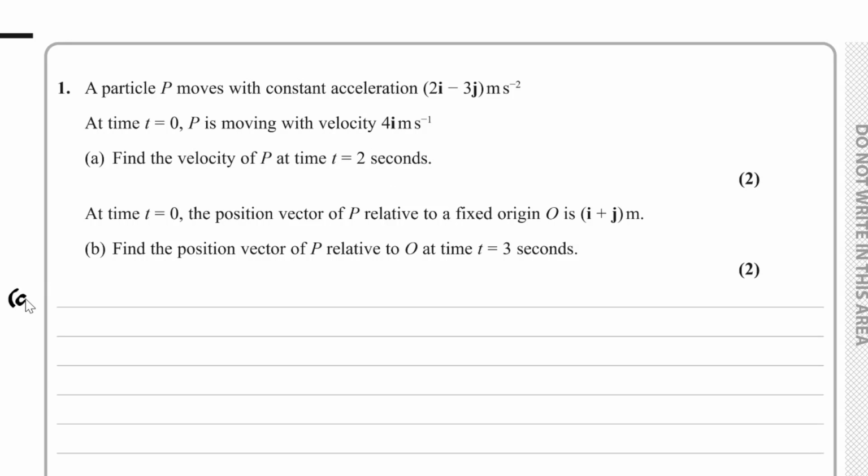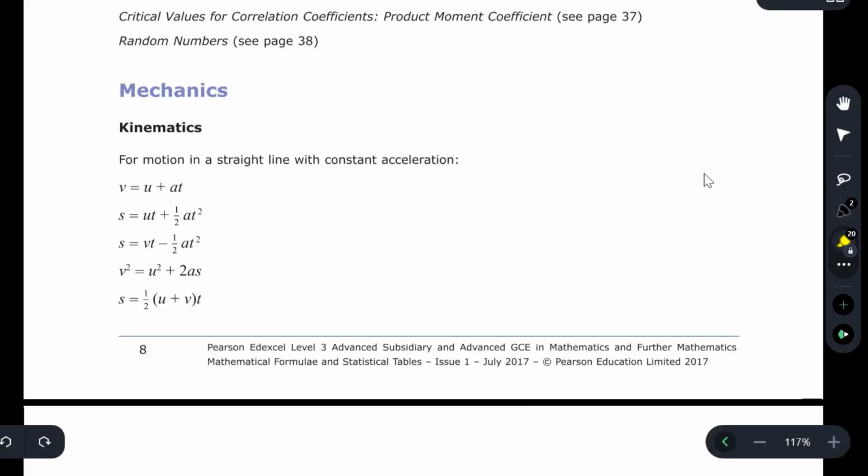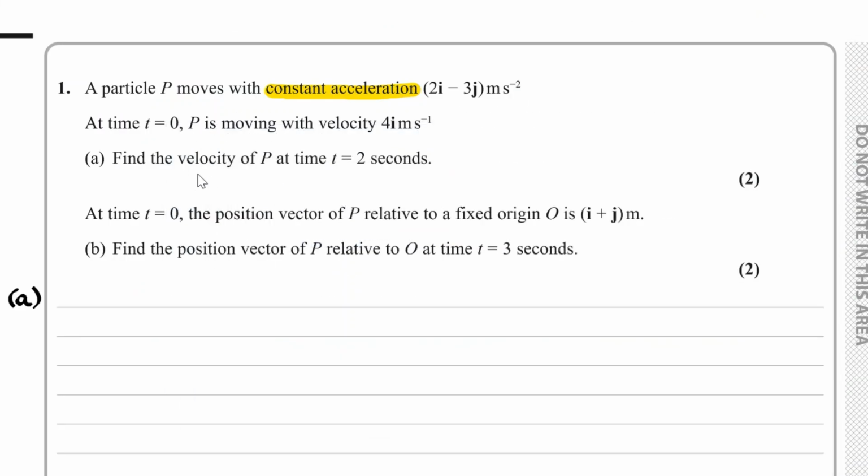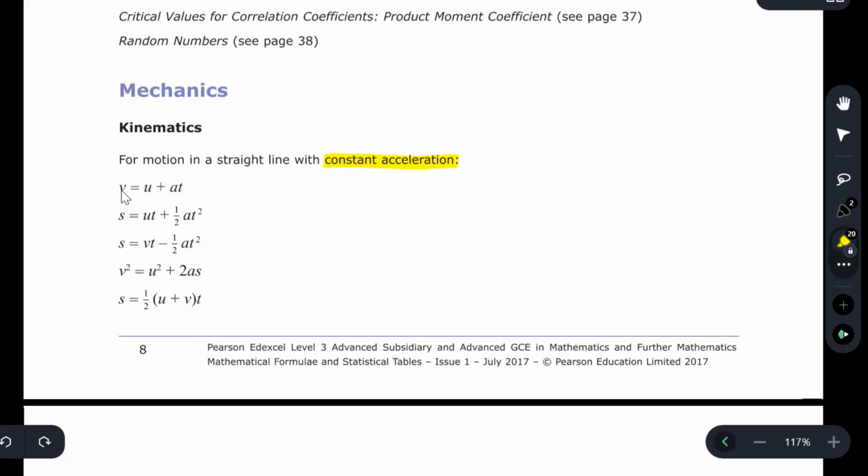For part A, we need to recognize we have constant acceleration. So, with constant acceleration, we would have to use the SUVAT equations. We need to find the velocity. We could use v equals u plus at.